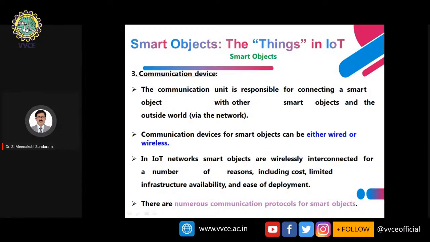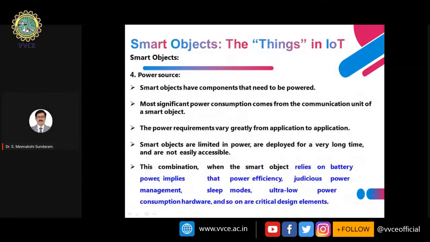And next one is the communication. So the communication within the device can be wired or wireless, and how the communication takes place. Numerous communication protocols have been developed for the variety of smart objects which are currently available. So that's the importance of the communication device in the smart objects.